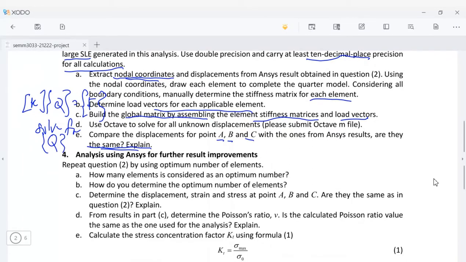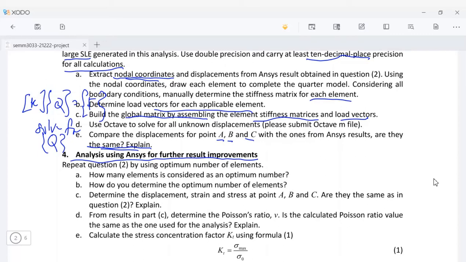Okay, now we have done that. We have done ANSYS, and we have done the manual, so ANSYS with 12 elements, manual with 12 elements, and using Octave to solve for the SLE. And then now the fourth one is analysis using ANSYS for further improvement. So we know that if you use more elements, our result will become much better.